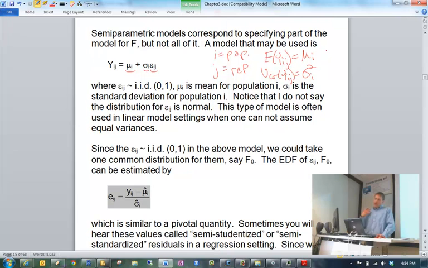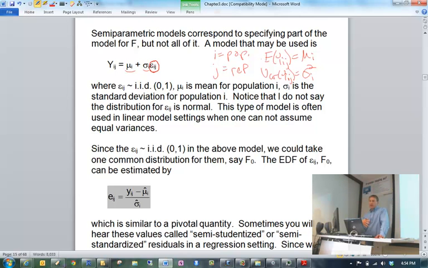Now, one of the really nice aspects of a model like this, and you'll see this a lot this semester, especially in Chapter 6, is that while the y's have different distributions, the epsilons don't. They have exactly the same distribution, no matter what the population number is. Exactly the same. And this allows us to take advantage of that aspect when taking resamples.